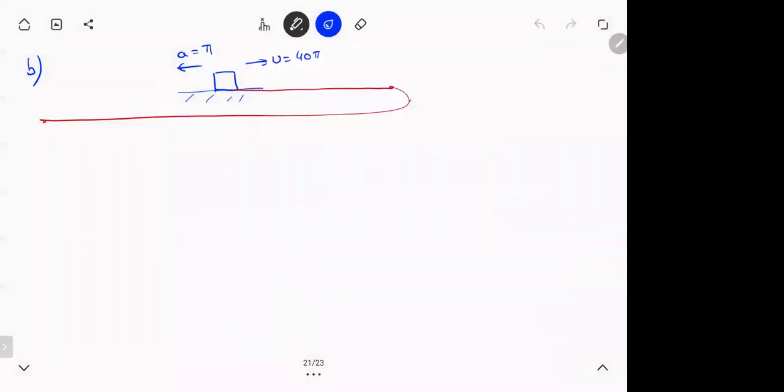So when it stops here at this point, velocity will be 0. I can use this formula: v square minus u square is 2as. See, I can say omega final square minus omega initial square is 2 alpha delta theta. Same thing. 0 minus 40 pi whole square is 2 into minus pi into s. That's 1600 pi square by 2 pi.